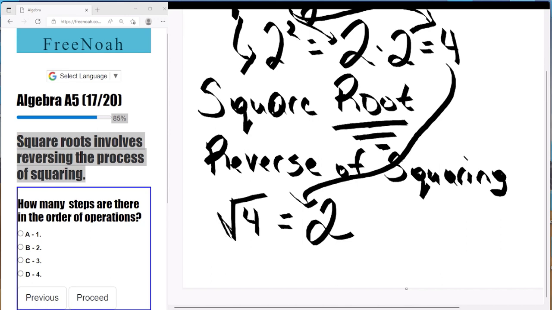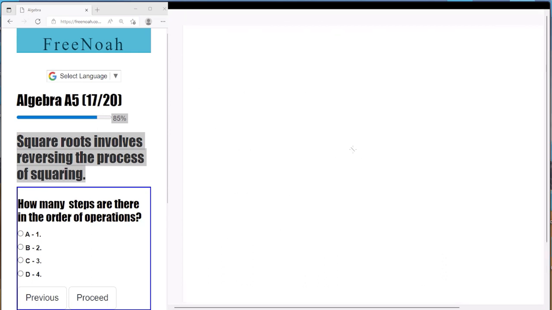So how did I get that answer? Well, it's the same thing as squaring, right? You're just basically reversing here. So let's go straight into square roots.